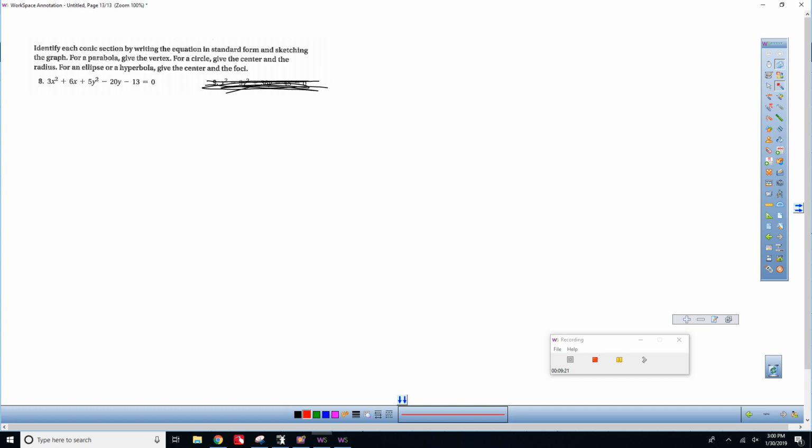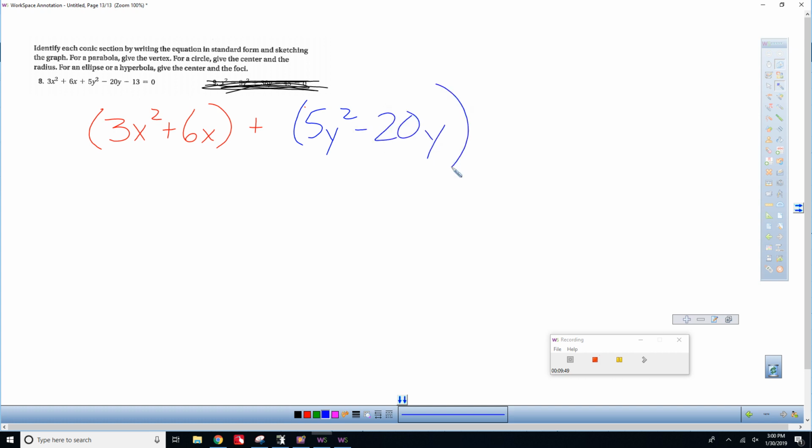First thing I'm going to do is just rewrite this with some random grouping symbols. 3x squared plus 6x plus 5y squared minus 20y equals 13. So I got the x's by themselves in a parentheses. I got the y's by themselves in the parentheses. And then I moved the constant over to the right side by adding 13. I hope you guys can understand how I did that.